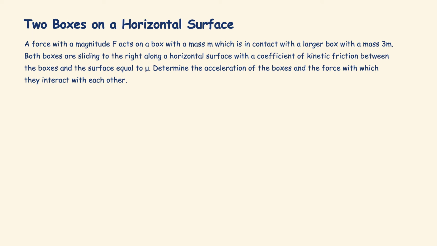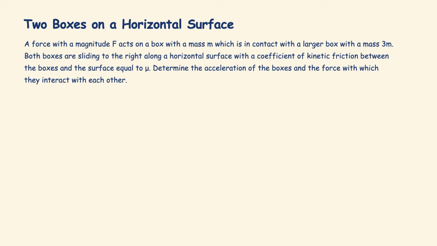In this module, we'll consider problems when we have more than one object. We will begin with the example of two boxes on a horizontal surface. We will have a force with a magnitude F that acts on a box with a mass m, which is in contact with a larger box that has a mass 3 times as large, or 3m.